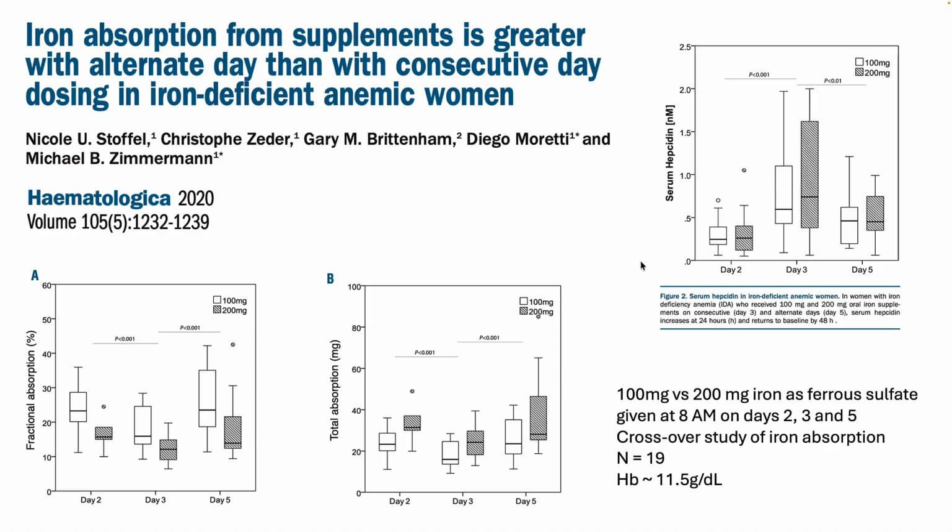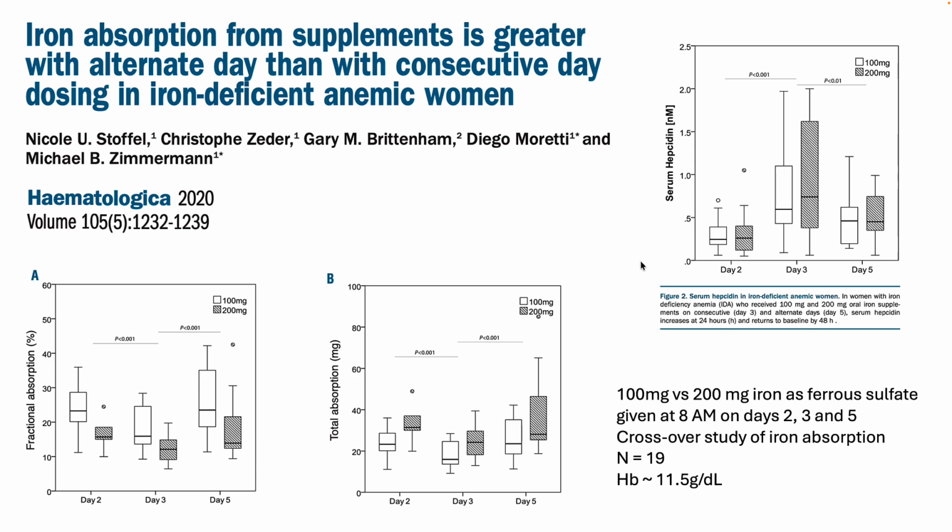This study can give you a rough idea about total iron absorption. Here, the fractional absorption of iron is higher with alternate day, but you can see that the total amount of iron absorbed is still higher with consecutive days. And this is because consecutive days trigger higher hepcidin levels, which reduces the fraction of iron absorbed. However, this difference settles down once iron stores are full.